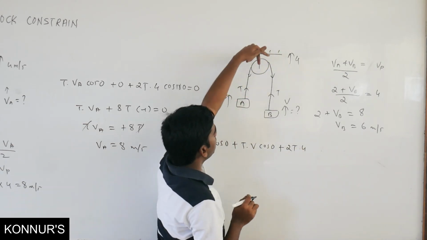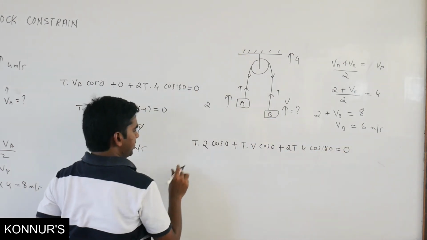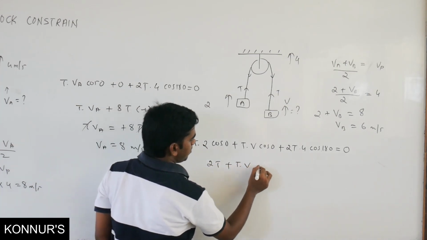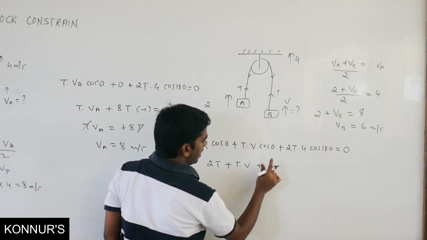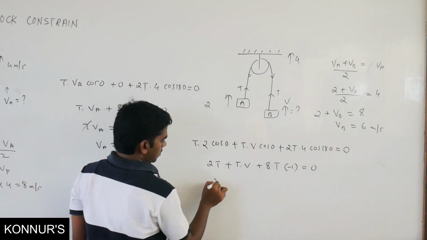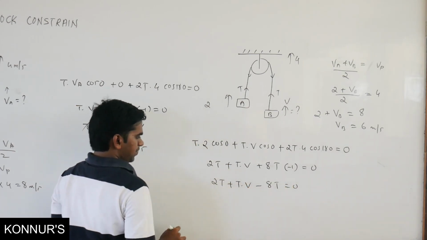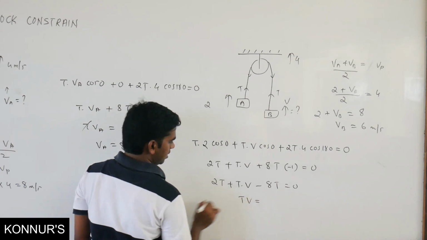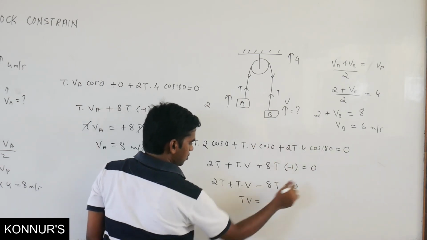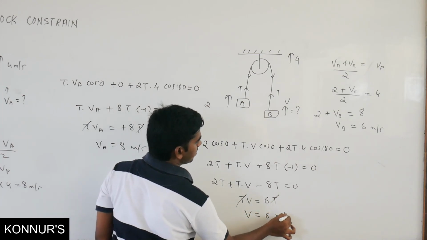What is the angle? Velocity is upward, tension is downward. So it will become cos 180 equals 0. Now, cos 0 is what? 1. So 2T plus T into V plus 2 into 4, 8T. 180 is minus. So it will become 0. So 2T plus TV minus 8T equals 0. You want V, so you can write V into T. So minus 8 plus 2 will become minus 6. Minus 6 will become plus 6T. So T will get cancelled. V equals 6 meter per second.